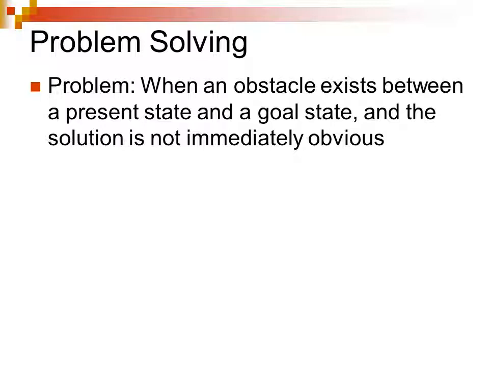There's an obstacle between the person's present state and their goal state where they want to end up, and the solution isn't immediately obvious. So figuring out how to open a locked door when you have a key in your pocket wouldn't be a problem, because although there is an obstacle, there is a locked door you need to get through, the solution is very obvious. You use your key in your pocket.